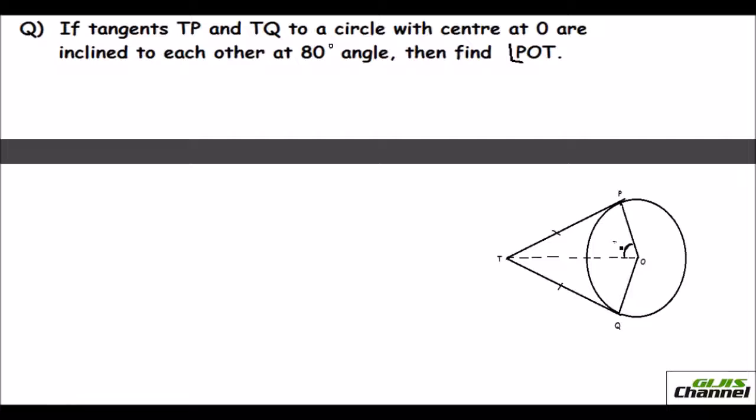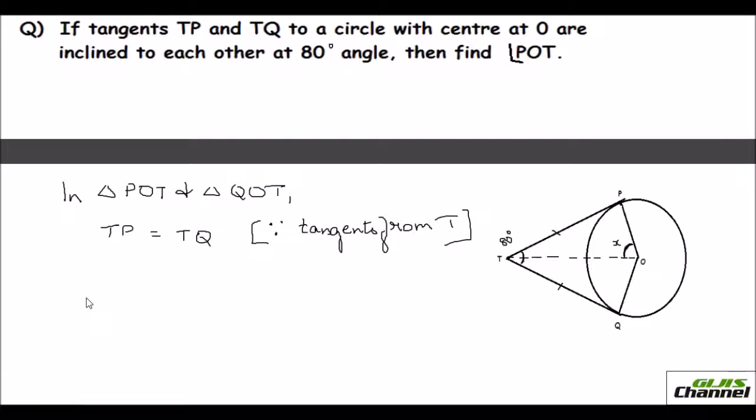Okay, POT in the sense you have to draw a line here, and this is what you need to find. So let us take it as x. Okay, you're going to find x. Angle T is given as 80 degrees. Let me take the two triangles, POT and QOT. In these triangles, since you know that the tangents are equal, I can say TP is equal to TQ, right? Because they are the tangents. Okay, so that is equal.